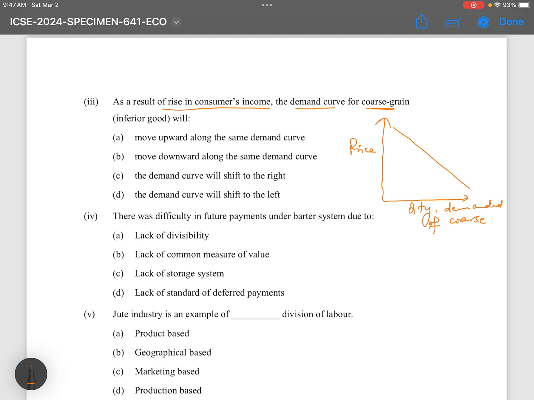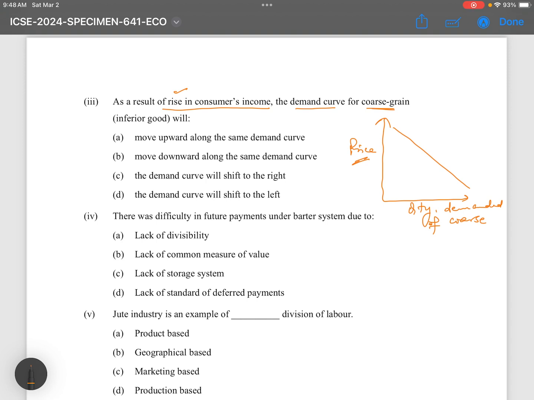Now they are asking us that as a result of rise in consumers' income, it means there's a factor other than price which is affecting the demand for this commodity. Now, when that happens, we always look at the shift in the demand curve and not movement. Price causes movement along the demand curve. Any factor other than price in this graph will cause the demand curve to shift. Now, when there is rise in consumers' income, it means that the consumer is now going to shift to another product because they can afford a better product than coarse grain.